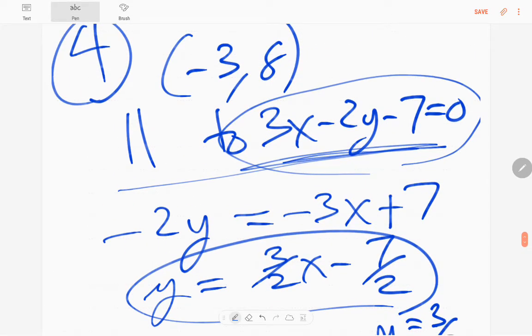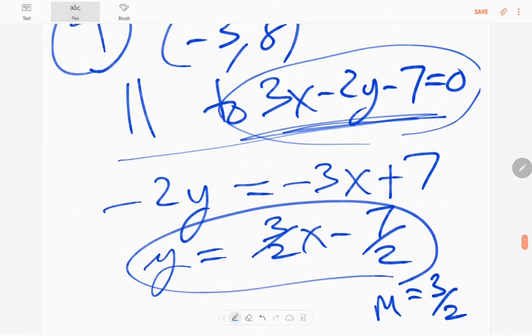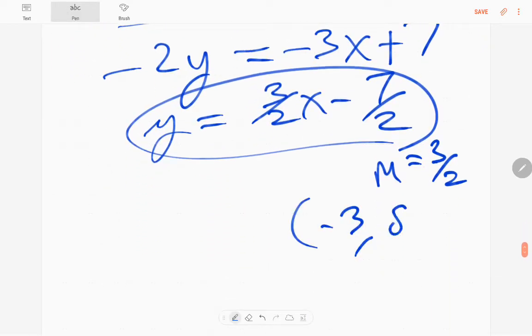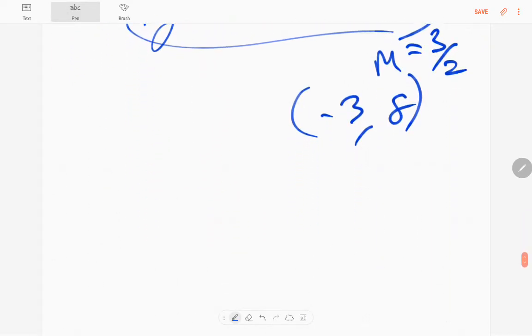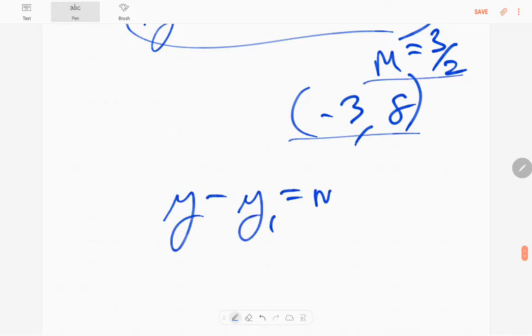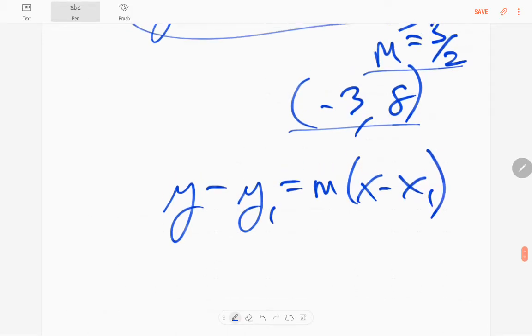But the line we're looking for is parallel to it, so it's going to have the same slope, but it's got to go through (-3, 8). So now we have the slope of the line and a point that it goes through. So to actually come up with the equation of the line, I could just use point-slope form. So that's something you should know for the final.